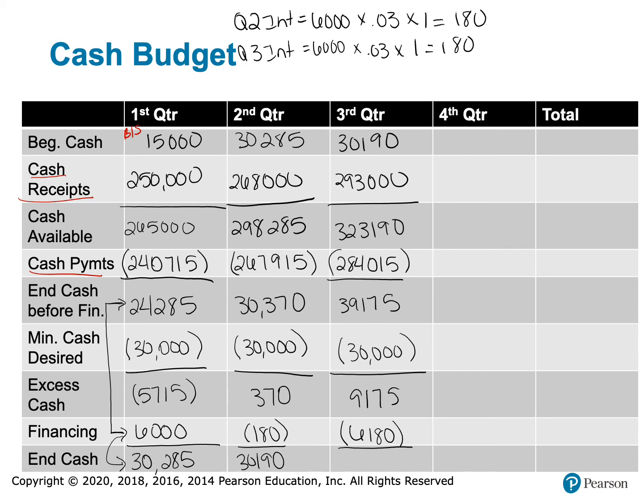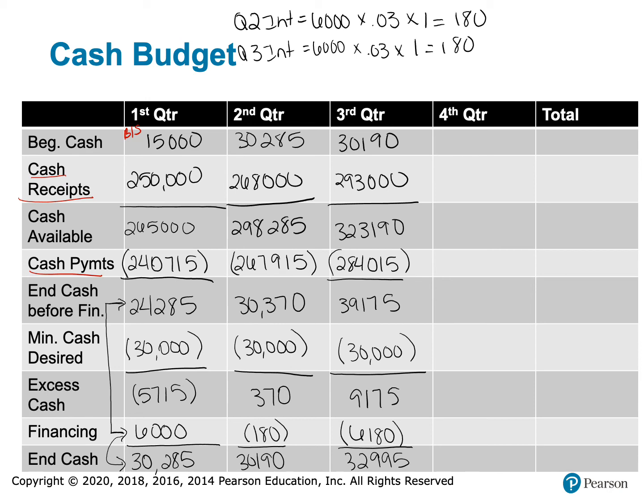So that means my ending cash is the $91.75 minus the $61.80, or $29.95, plus the $39,175. Excuse me, I said that incorrectly. My ending cash is the $39,175 minus the $61.80 that I just paid back to the bank. So that leaves me with $32,995. So now I move into quarter 4.